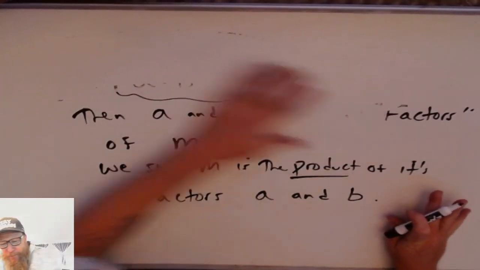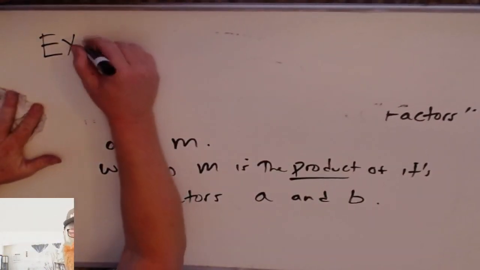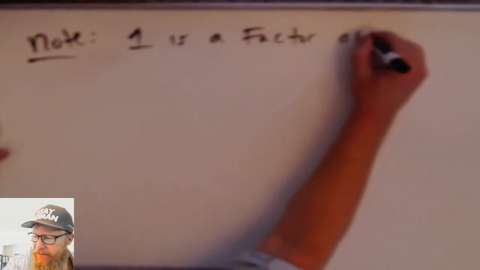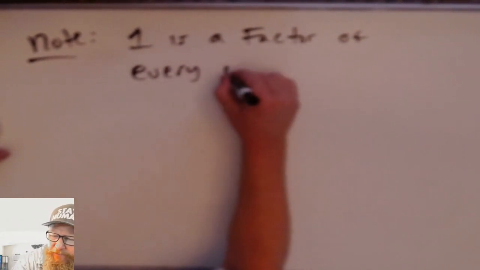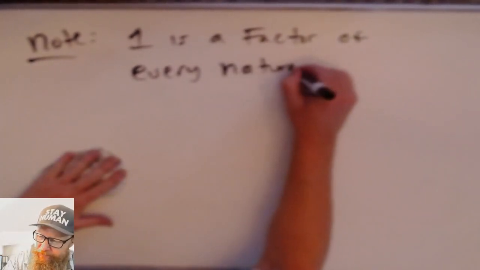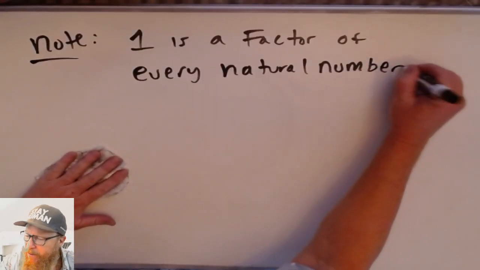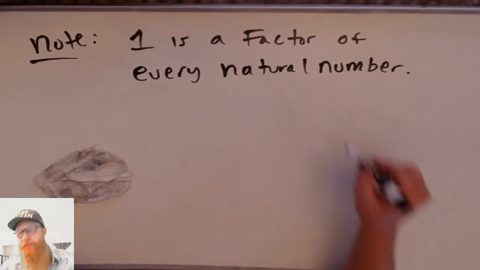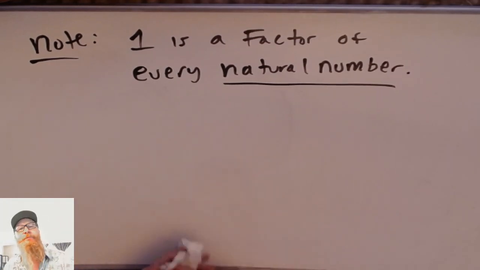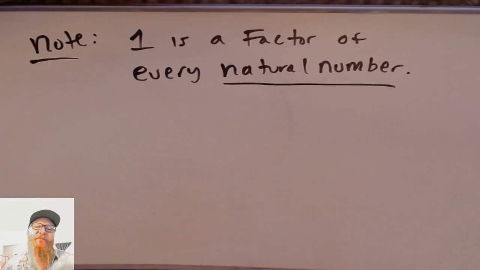Let's do an example. And let me actually make a note. 1 is a factor of every whole number, or every natural number, I should say. We're not counting 0 today, so we're just talking about natural counting numbers, the caveman numbers. So when I ask for a factor of something, 1 is an automatic free answer.